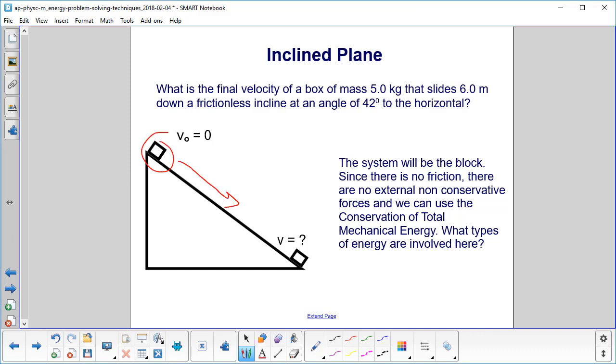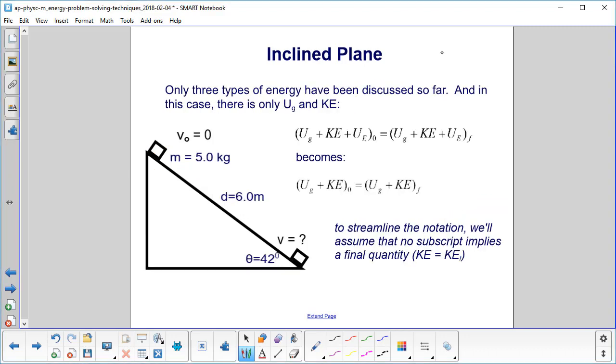Since we're assuming no friction, there are no external non-conservative forces, and we can use the conservation of total mechanical energy. What types of energy are involved here? We've only talked about 3 types of energy, and in this case we only have gravitational potential energy and kinetic energy. So here's our conservation of total mechanical energy.